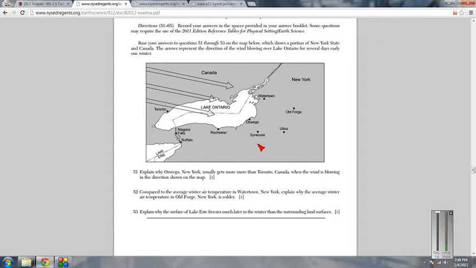So the reason that they get it is because there's so much evaporation taking place over Lake Ontario. There's so much moisture in the air that after it evaporates, it turns into snow and is released over Oswego. So a correct answer to write would be: there's more snow in Oswego than Toronto because the lake effect blows all of the evaporation over Oswego, then it snows.